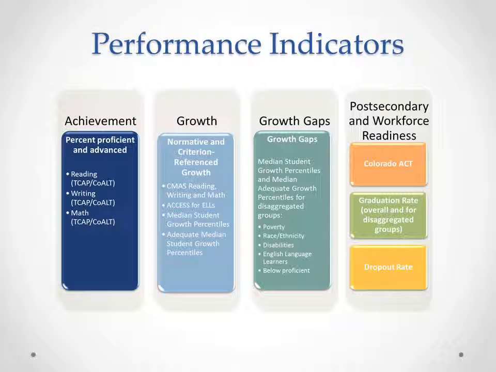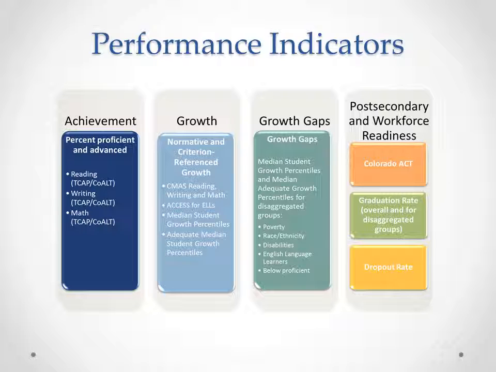This slide provides a brief overview of the state measures and metrics for each performance indicator. As Colorado transitions to a new state assessment system, some of the measures and metrics will be changing. The current measures and metrics include the following. For academic achievement, the measures are the percent of students who are proficient or advanced on TCAP or Colorado Alternative Assessment in reading, writing, and mathematics. Science was not included for the 2013-14 school year because of the assessment transition.